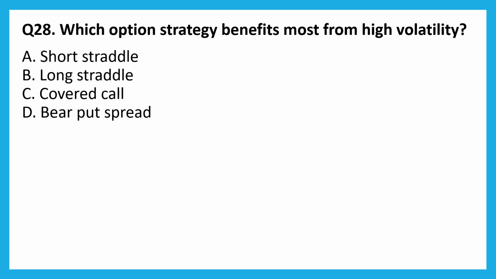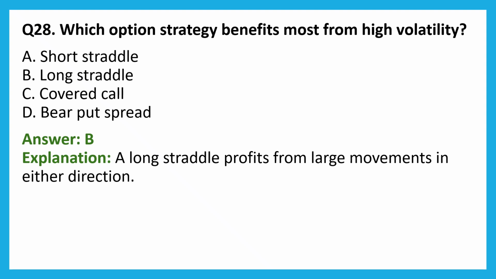Next question. Which option strategy benefits most from high volatility? Option A, short straddle. Option B, long straddle. Option C, covered call. And option D, bear put spread. Correct answer is option B, long straddle.